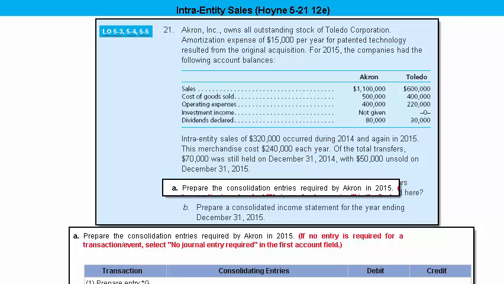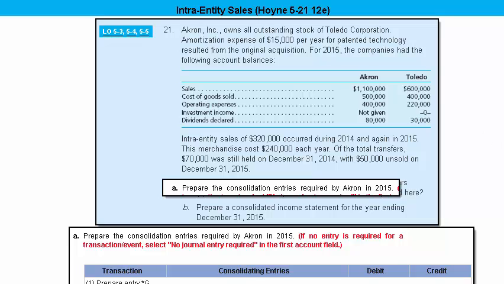For 2015, the companies had the following account balances, and you can see it to the right of my mouse here. They give the sales amount, the cost of goods sold amount, operating expenses, no information on investment income for Akron in the first year, 0 for Toledo in the second, and then the dividends declared per year.